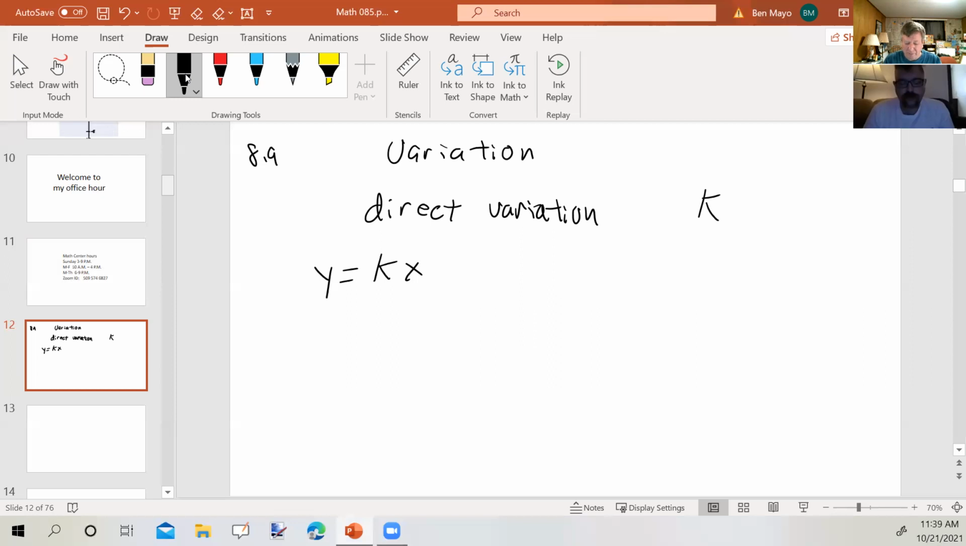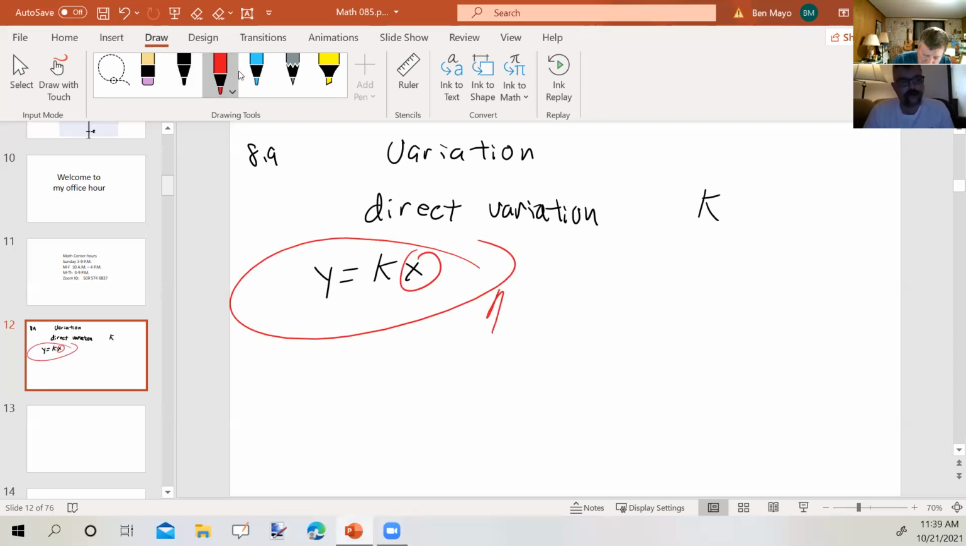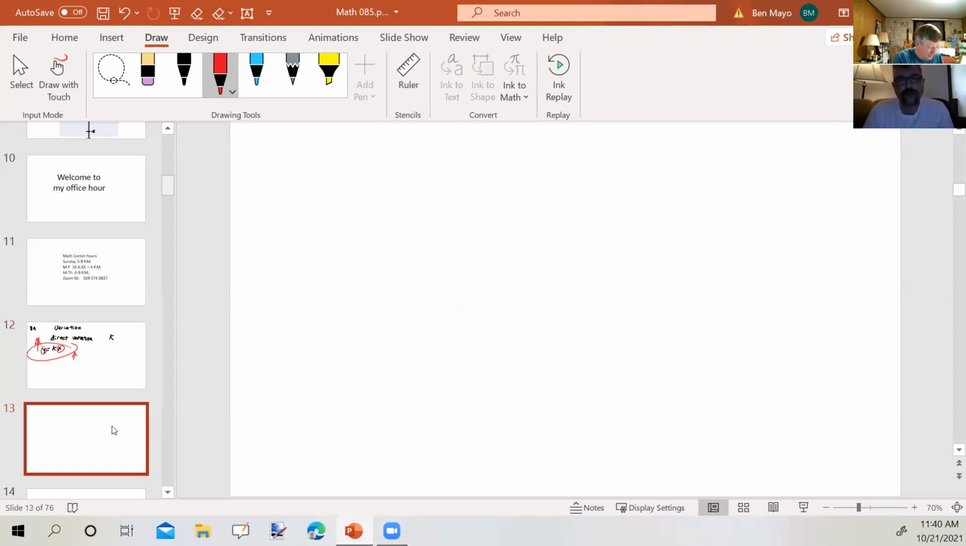All right, now, direct variation, the reason it's called that is because in this situation with this formula, if X goes up, Y goes up. That is, if X increases, Y increases. If X decreases, Y decreases. So they go up and down directly. Okay, so let's take a look at an example. A second here to find it in my book.